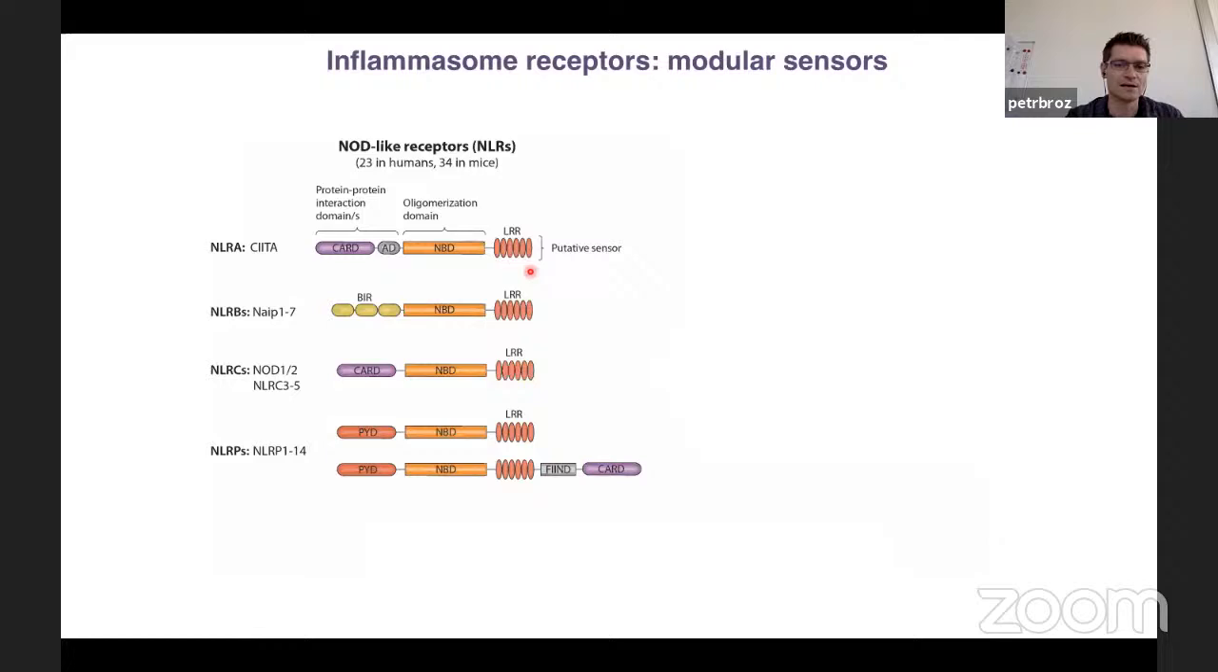And then they have different N-terminal protein-protein interaction domains. So the NLRAs have this CARD and an AD domain here. NLRBs have the baculovirus inhibitory repeats shown here. NLRCs, a CARD domain, and NLRPs, a pyrin domain. So the CARD and the pyrin domain are important to finally assemble the complex because these are also found in the other components of the inflammasome. So the adapter protein of the inflammasome called ASC, which is part of the complex, contains both a pyrin and a CARD domain. And also the caspase, which is the effector molecule of the inflammasome complex, contains a CARD domain.